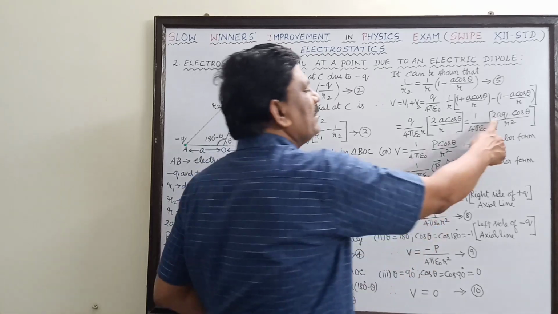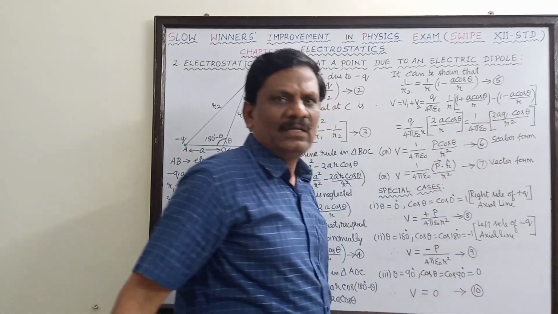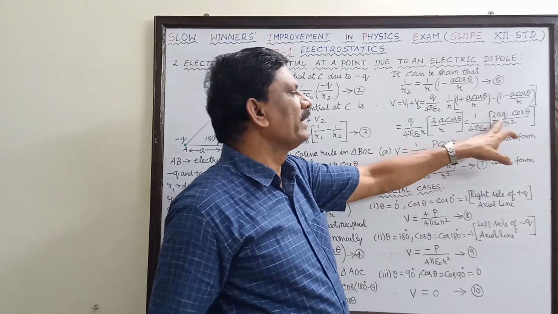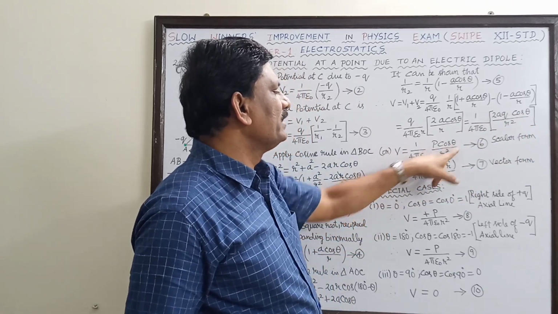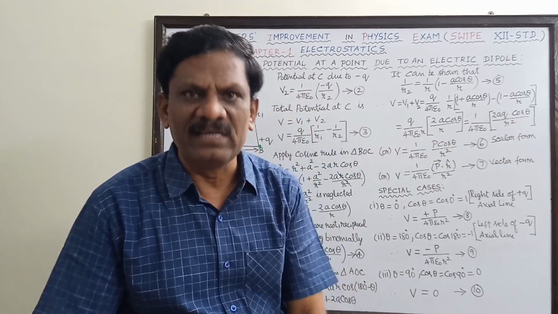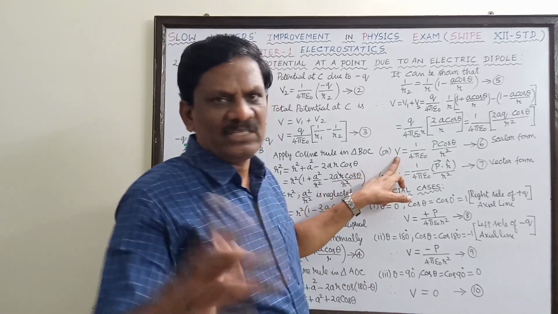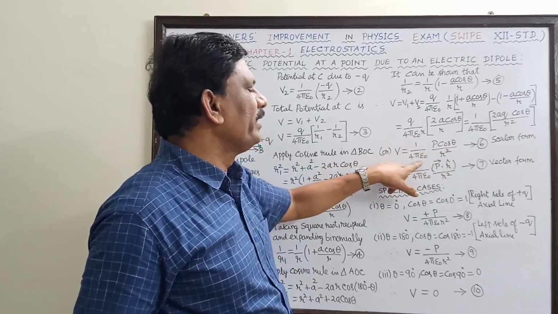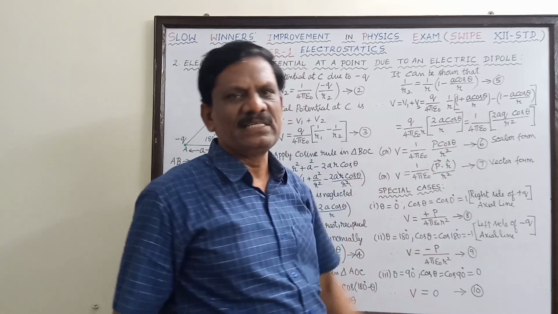Okay children, now this 2aq is nothing but small p, that is dipole moment vector. So instead of this 2aq I can write p. So p cos theta by r square, I have written p cos theta by r square. That is the final step actually in scalar form, because electric potential is a scalar only. In scalar form it is 1 by 4 pi epsilon naught p cos theta by r square. So scalar form, that is equation 6.